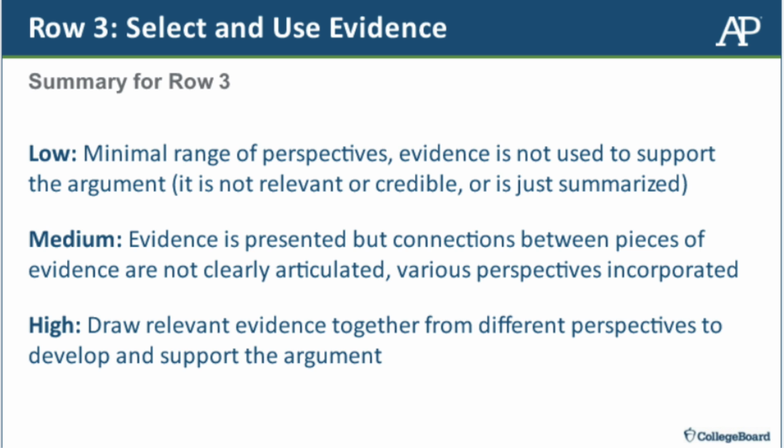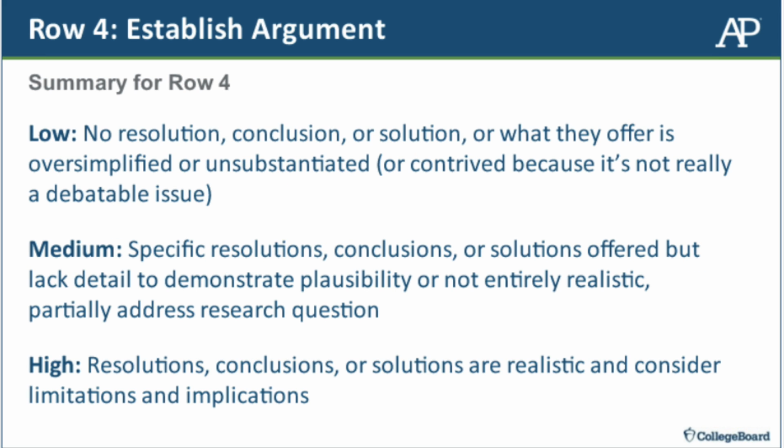fine on this. Now, if all of your evidence leans towards one perspective, you can't get above a 2. So if you never offer evidence for a different perspective, you won't get above a 2. If you have a lot of sources that aren't academic, you're going to end up in that middle to low category. Row 4. You need to come to a conclusion, solution, or resolution.